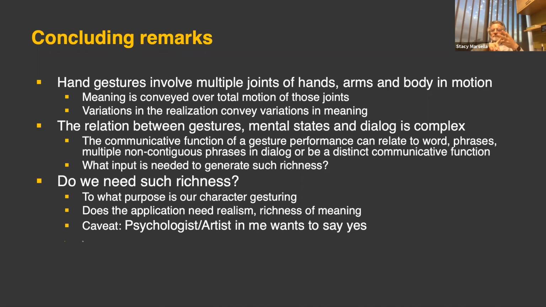And the question is, do we need such richness, right? To what purpose is our character gesturing? Does the application need realism and richness of meaning? And in the applications I've been involved in, it is often the case that we try to achieve richness, but we don't try to achieve it through things like machine learning. And the caveat to take home is, keep in mind, I'm a psychologist.